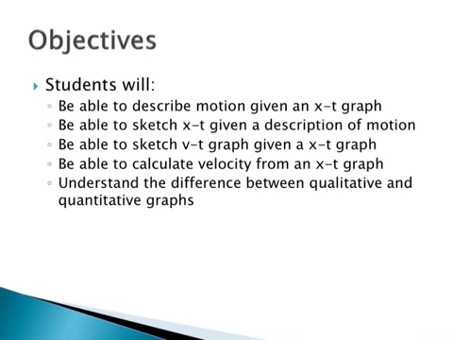And then being able to next calculate velocity from a position versus time graph, which again, velocity is the slope, so that's asking you to calculate the slope. And then this last point here is being able to understand the difference when I ask you to do something qualitative versus quantitative. What do those two terms mean in terms of graphs and some of the other things we're going to do with them? So at the end of this lesson, you should hopefully be able to do most of these things.